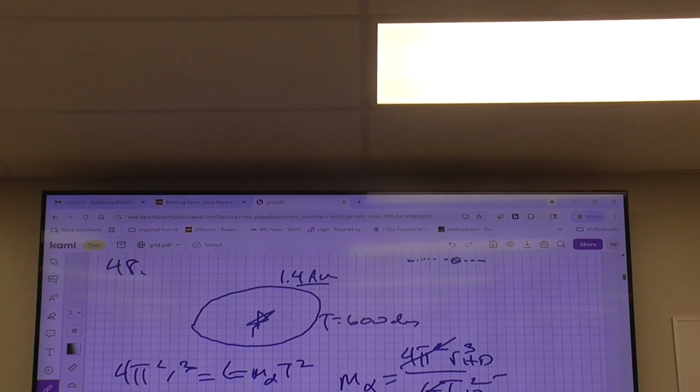So, you're given the radius of HD, which is going to be what? 1.4 AUs. So you have this number. That's 1.4 AUs. You're clever because you picked the Earth. So what's the orbital radius of the Earth? 1 astronomical unit. So you have that number.